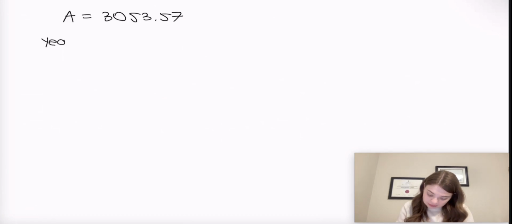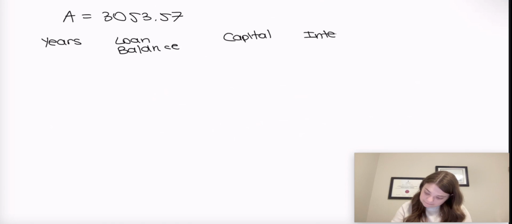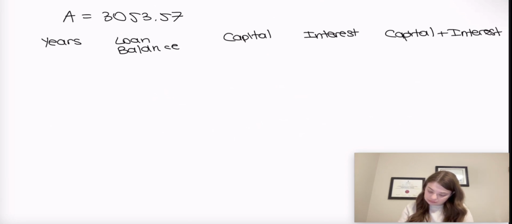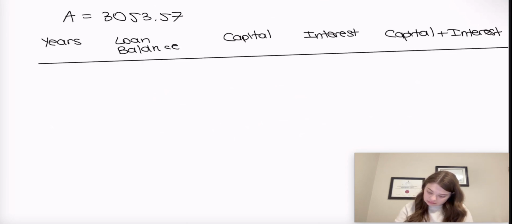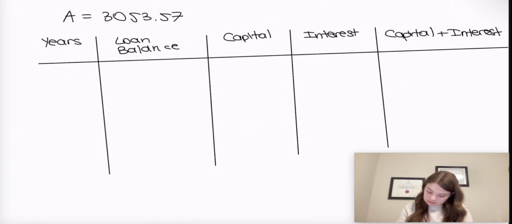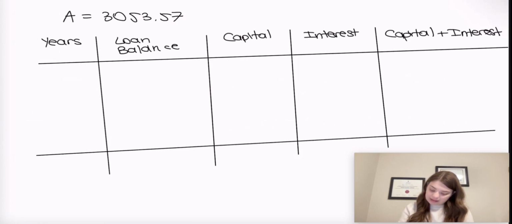First, I'm going to write the number of years, then the loan balance, then the capital, then the interest, then the capital plus interest. Okay, and now for years, it's a 5-year term. So I'm going to write 1, 2, 3, 4, and 5.